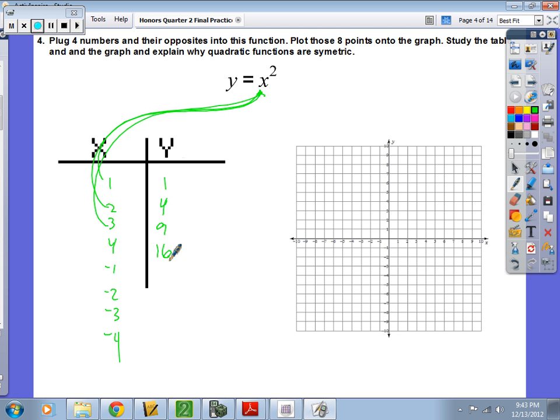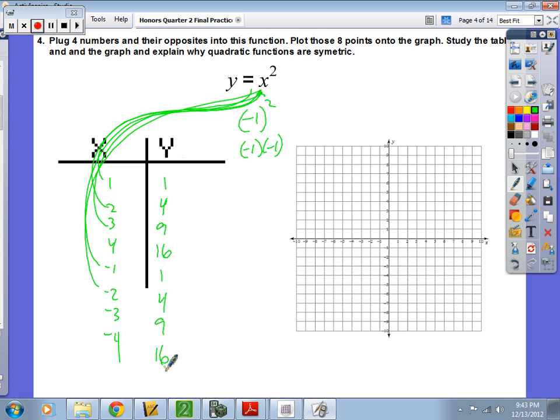Okay, now plug their opposites in. -1 squared is a -1 times a -1, still positive 1. Same with -2. If I plug -2 in, -2 times -2 is positive 4. -3 times -3 is positive 9. And a -4 times -4 is positive 16.